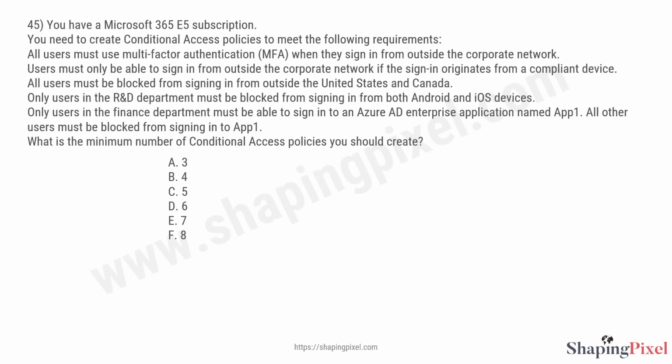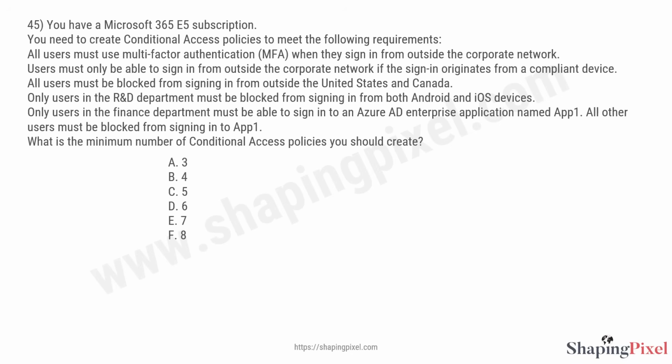Question number 45. You have a Microsoft 365 E5 subscription. You need to create conditional access policies to meet the following requirements. All users must use multi-factor authentication when they sign in from outside the corporate network. Users must only be able to sign in from outside the corporate network if the sign-in originates from a compliant device. All users must be blocked from signing in from outside the United States and Canada. Only users in the R&D department must be blocked from signing in from both Android and iOS devices.